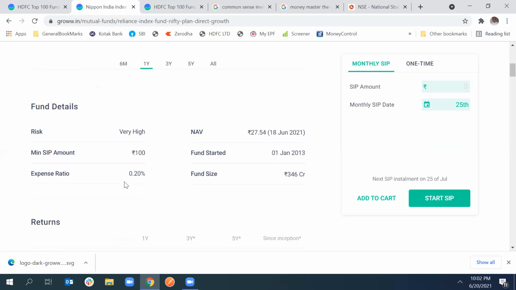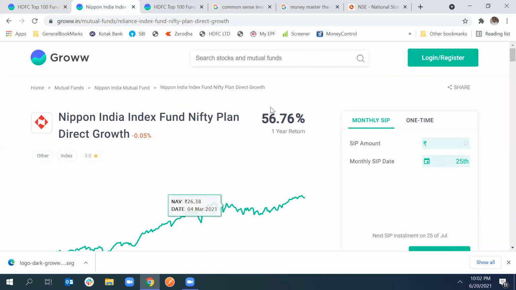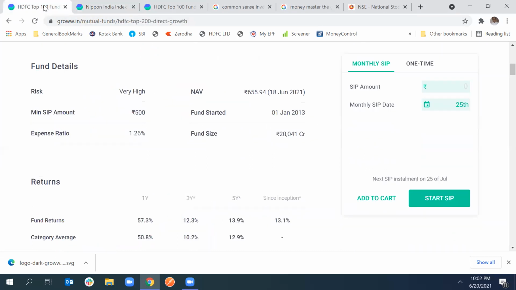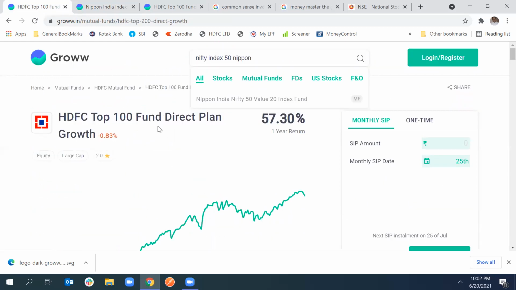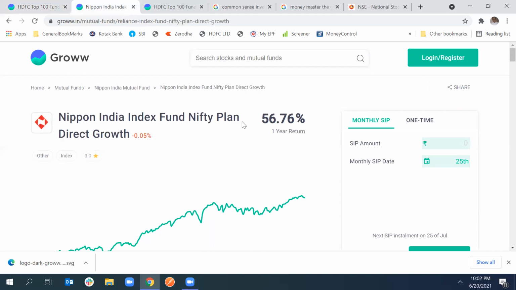If the expense ratio is 0.2%, and they are giving you a euphoric return compared to what these other people are doing... sorry, I'm going the other way around. This HDFC Top 100, if it is giving 90% return or 75% return, or at least 60% return, then you would have considered this particular mutual fund.